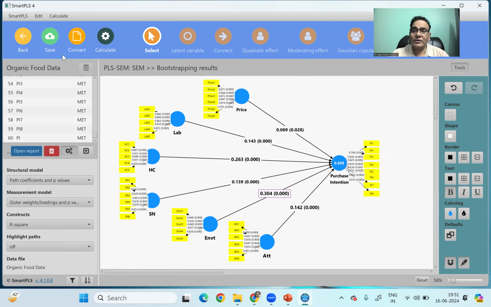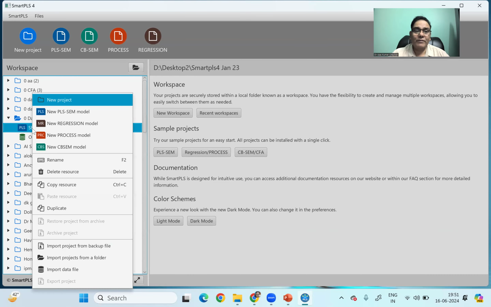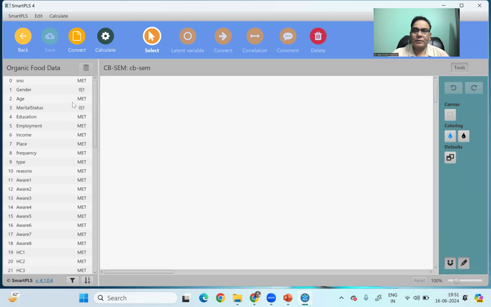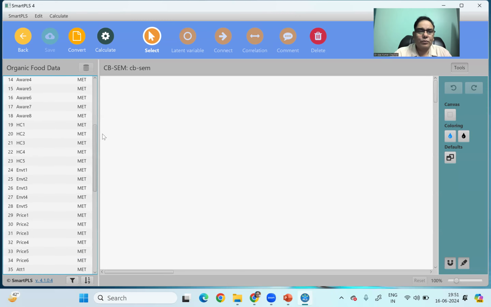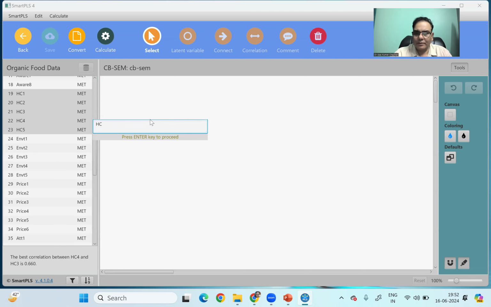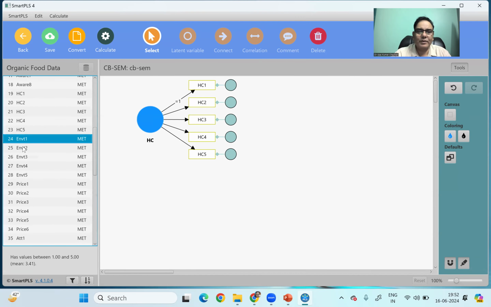PLS-SEM. Now same model I am running in CB-SEM. So we also have a method called new CB-SEM model, and this is the CB-SEM. We can run both SEM in smart PLS. And now I am going to run CB-SEM. Hardly it will take 1 minute to make the model and 5 minutes to explain the result.